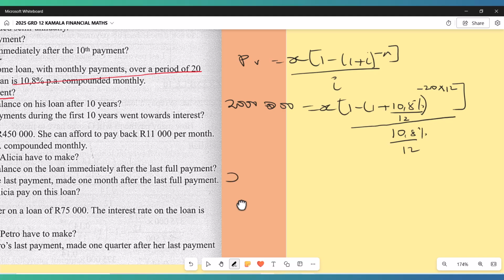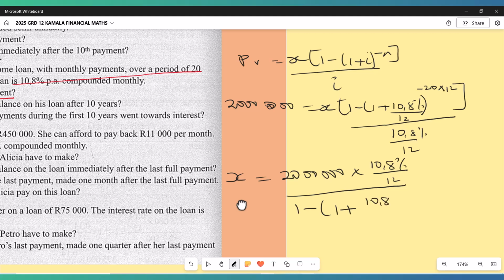Like I said before, don't feel sorry for the calculator. Put in the money at once. This is 2 million times the denominator here, that is 10.8% divided by 12, then divided by the numerator beside X, that is 1 minus, open bracket, 1 plus 10.8% divided by 12, power negative 20 times 12. So here we go with our X.